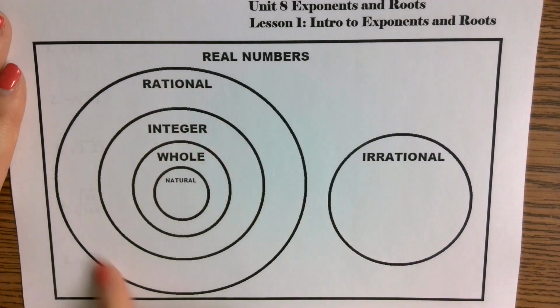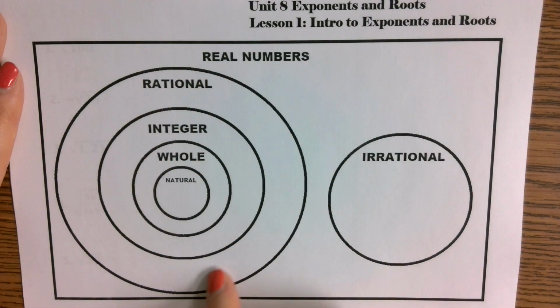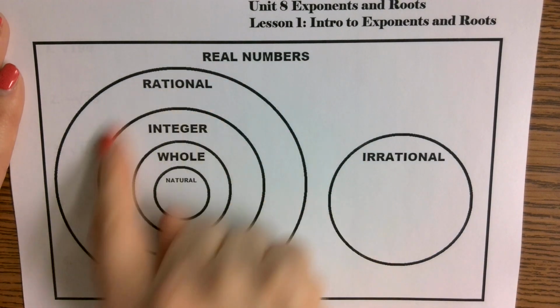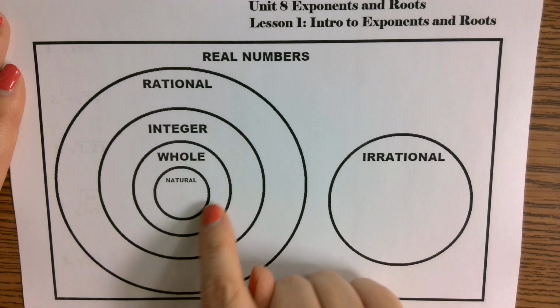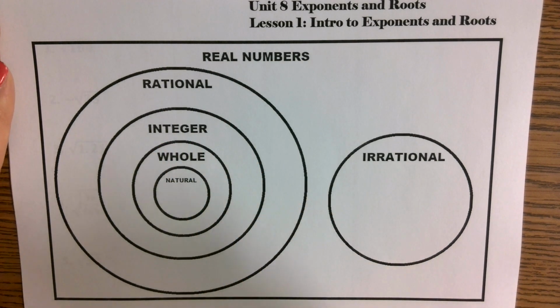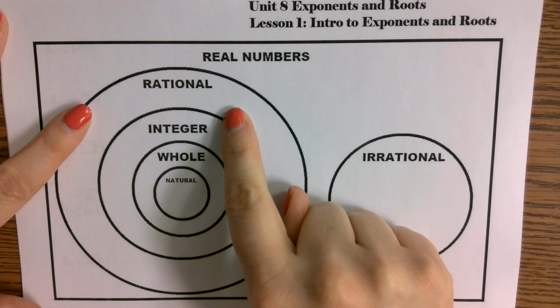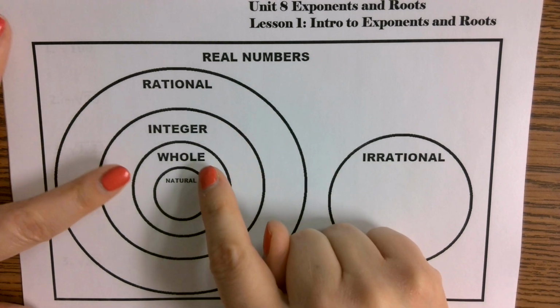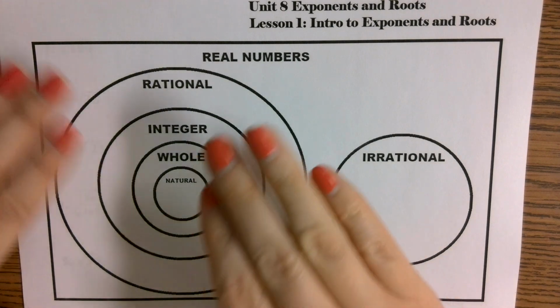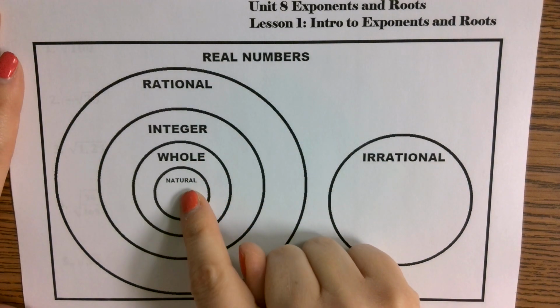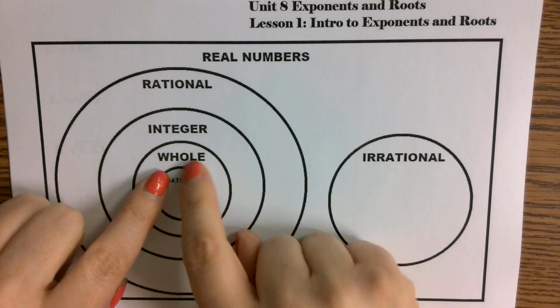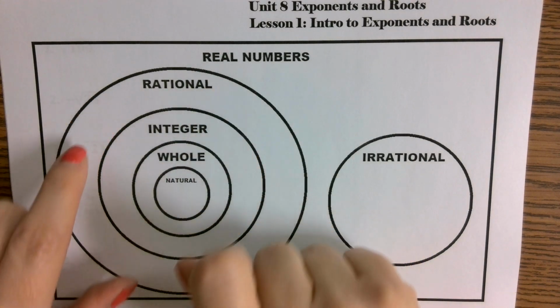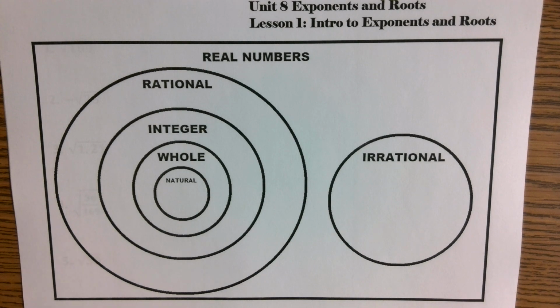And then if you notice, the rational numbers incorporate all of the integers, and integers incorporate all of the whole numbers, and whole numbers incorporate all of the natural numbers. So if something is an integer, it is also rational. If something is a natural number, it means it's also a whole number. It's also considered to be an integer. It's also considered to be rational. Okay, so it builds into itself.